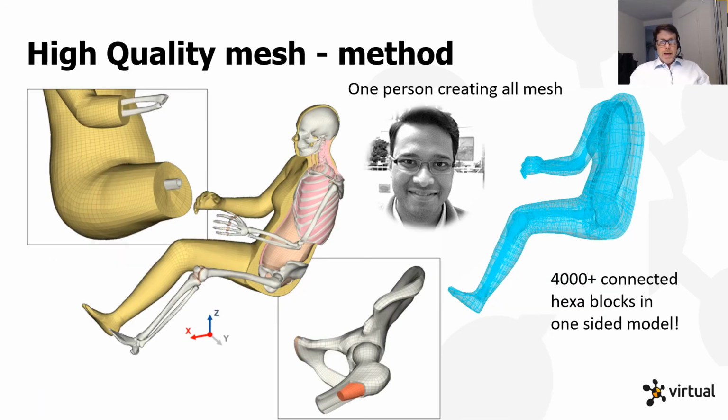In addition, we had one person doing all the meshing. This is of course time inefficient, but we decided that this was the best approach as all parts of the body are interconnected. So changing the mesh in one end of the body can influence the mesh in the other end. In total, we ended up with about 4,000 connected hexablocks in the half model before reflecting over the symmetry plane.